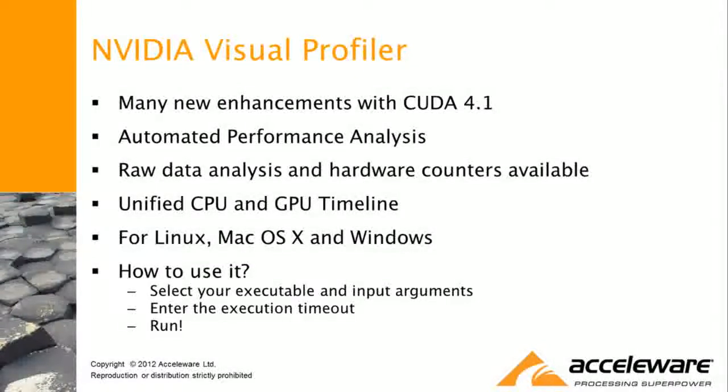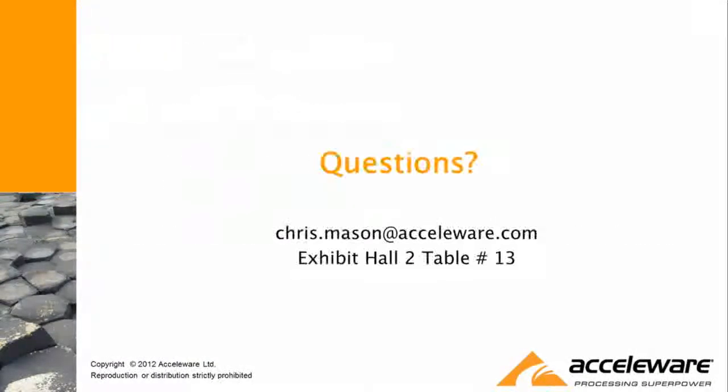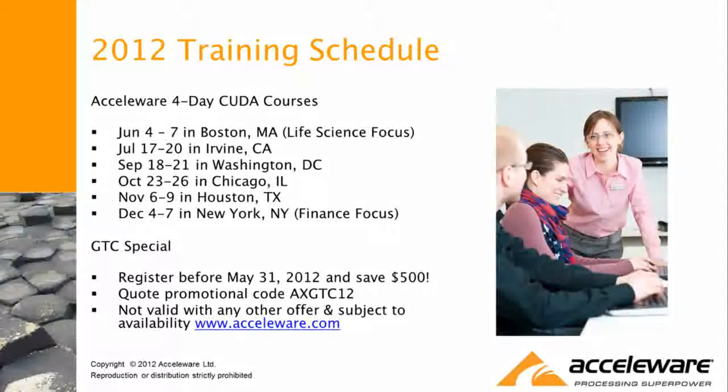It's a really nice tool. It's supported on all flavors of OS, more or less. Works in Linux, works on Mac and Windows. You pretty much just select your input argument, it generates a really nice timeline, and you'll see that when I demo it, and then you'll run it. So in terms of a demo, it's not going to be, again, particularly exciting. We're just going to scale a matrix. We'll do it in place. Y and X are two-dimensional square matrices. And yeah, we'll go from there.